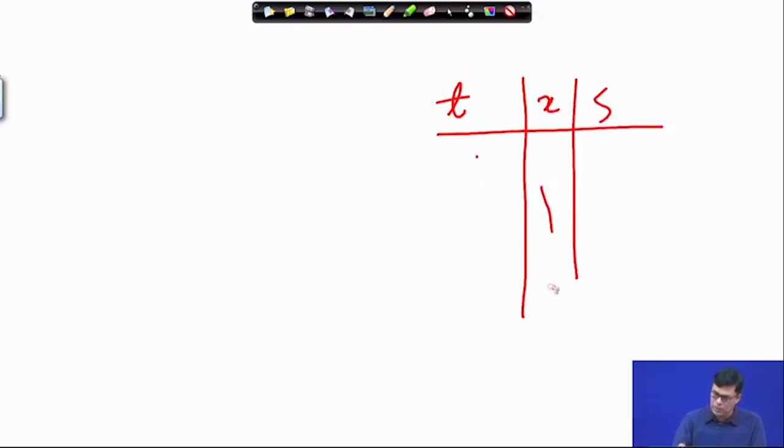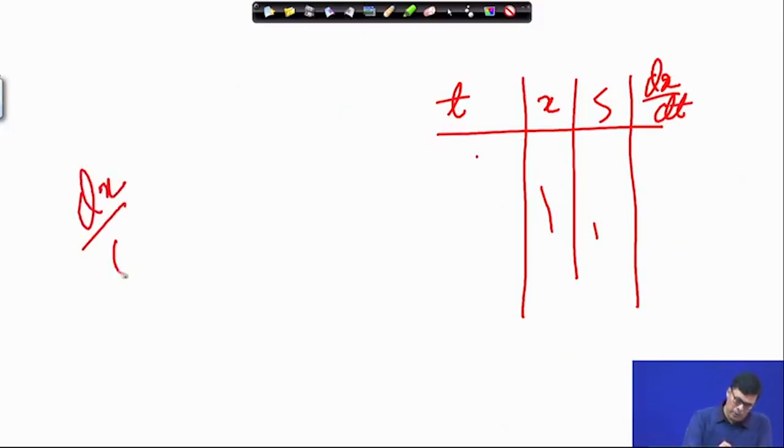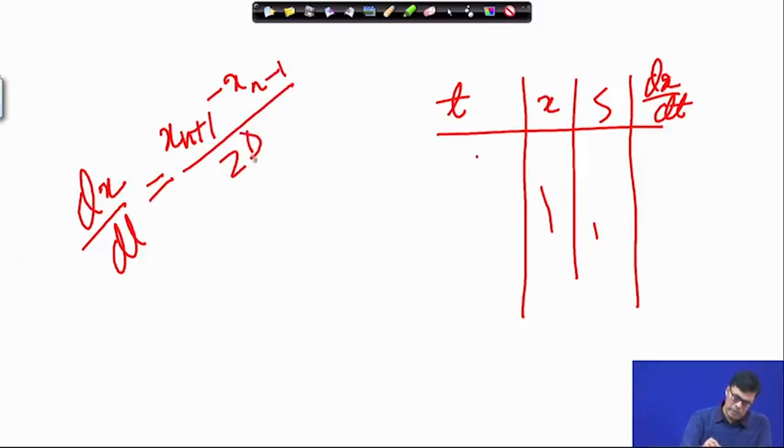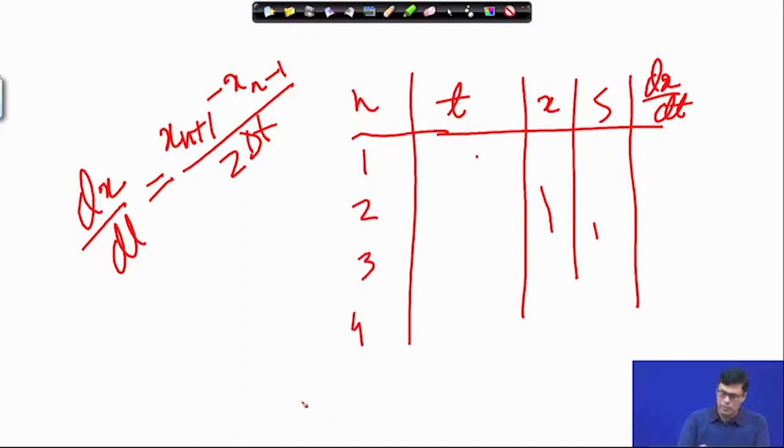So, different values are given in this problem. Now, what do we have to find out? We have to find out dx/dt. I told you how we can find dx/dt: it is equal to (x_{n+1} - x_{n-1}) / (2 Δt). Here n is the sampling number, sampling number 1, 2, 3, 4, 5, 6, like this. So, simple. By using this equation, we can find dx/dt.